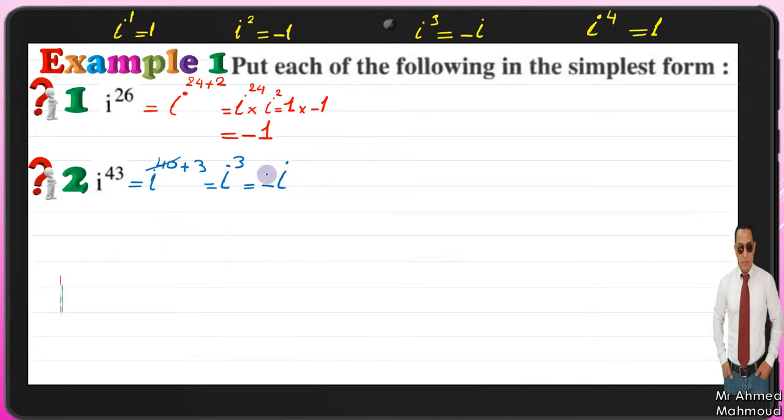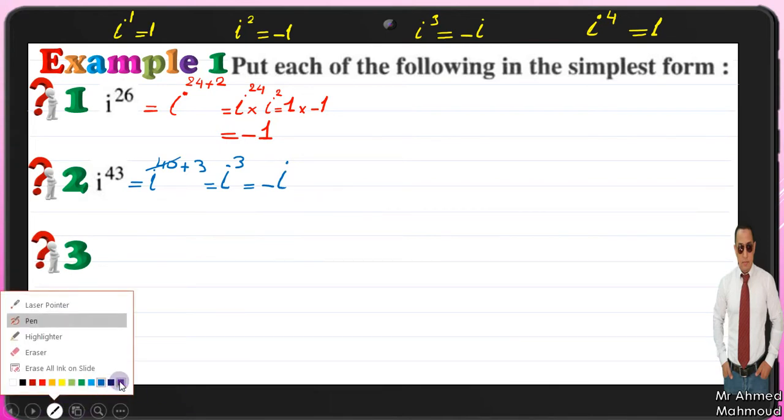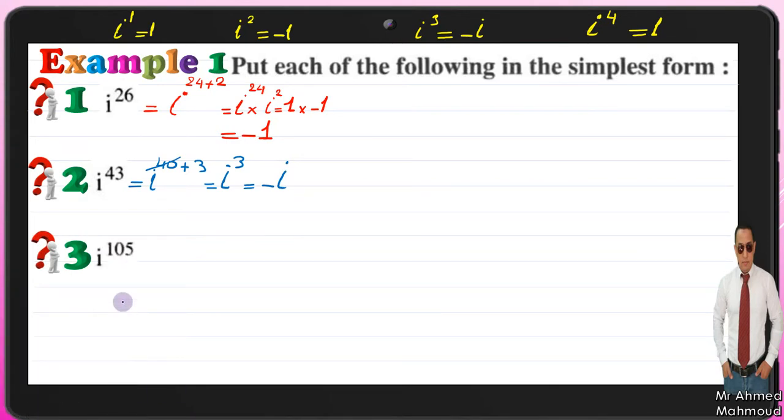The next one, i to the power 105. 105 is not in table 4, 104 is in table 4. So it will be i power 104 plus 1. i power 104 equals 1, so it will be i to the power of 1, and i power of 1 equals i.